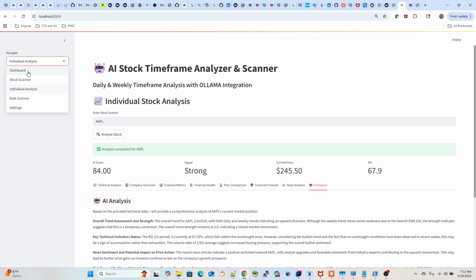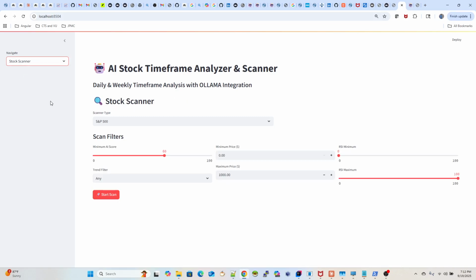Now let's go back to the stock scanner. The stock scanner gives you three different sets of stocks you can bulk scan. If you pick a set of stocks, it can be in very bullish mode or bearish mode. The S&P 500 option will only scan S&P 500 stocks. If you click on this one, it will scan the 500 S&P 500 stocks and then pick the top picks.